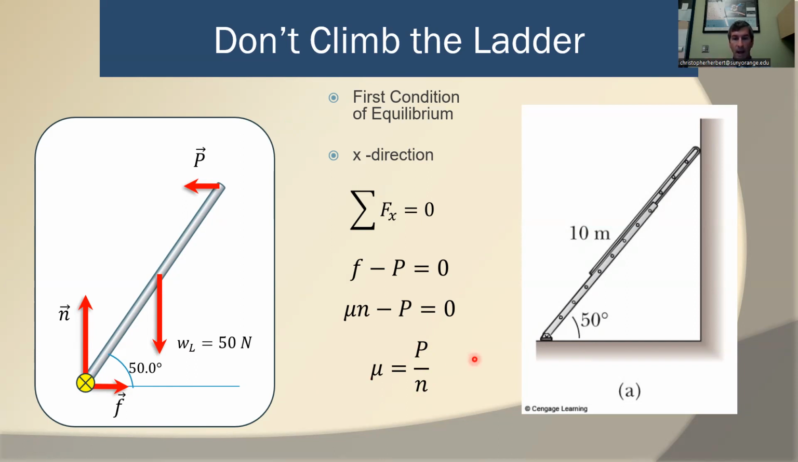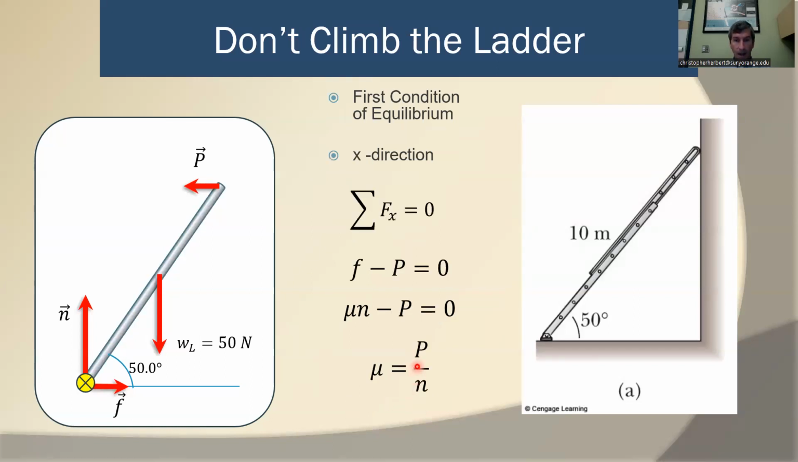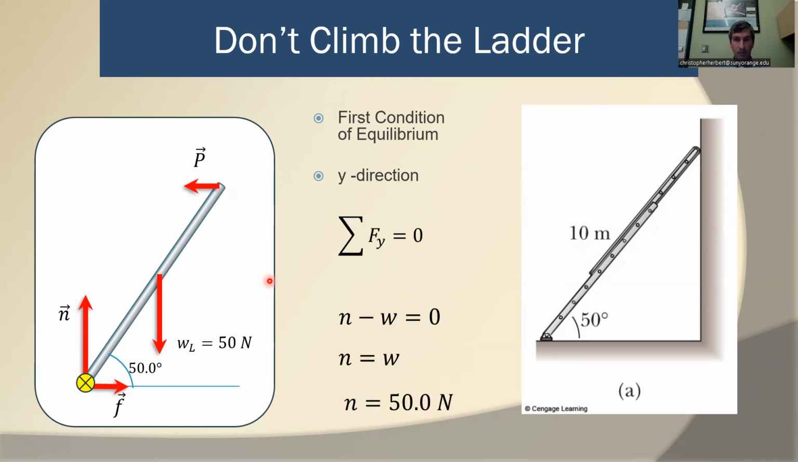So now that I have a relationship for mu, let me use the Y direction, first condition of equilibrium, to find the normal force. That's easy. Weight pulls down, the normal force pushes up. N minus W equals 0, N equals W. If the ladder weighs 50 newtons, then the normal force is 50 newtons. So I have the first part of this. Now I'm going to find my pushing force, but I'm going to do that using the second condition of equilibrium.